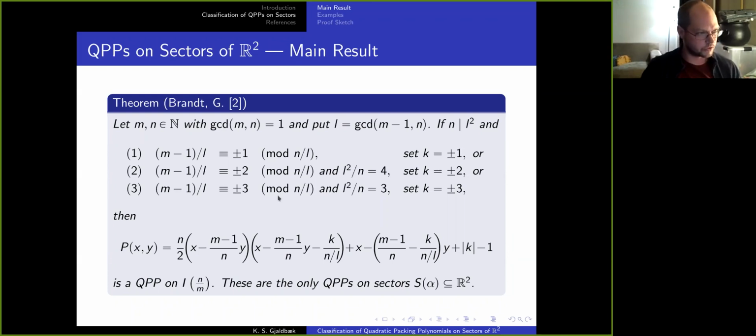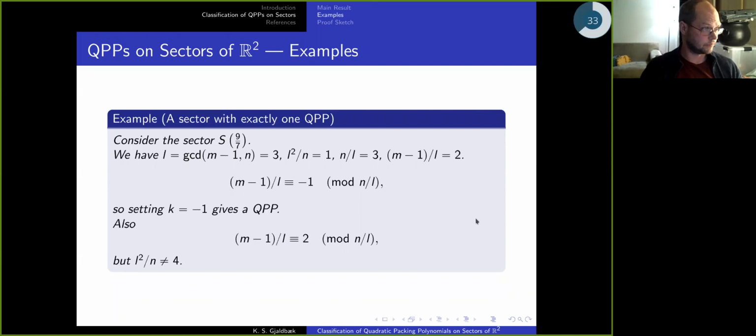Now, this shows immediately that there can be no more than 4, because there are only 6 different congruence cases, and 2 and 3 can't happen at the same time, because the number L squared over n can't be 4 and 3 at the same time. So you can get 2 or 4. You can fiddle with congruences to convince yourself that you can't have exactly 3, but you can have exactly 1.